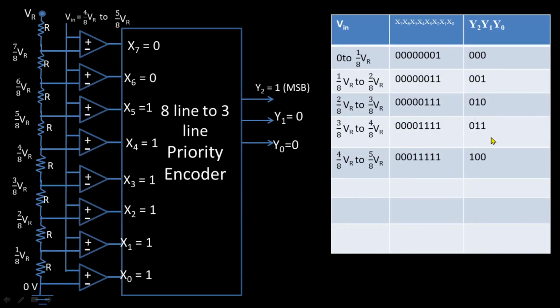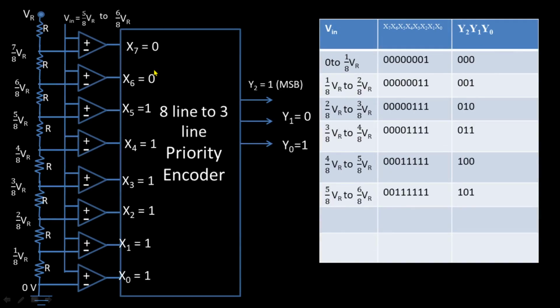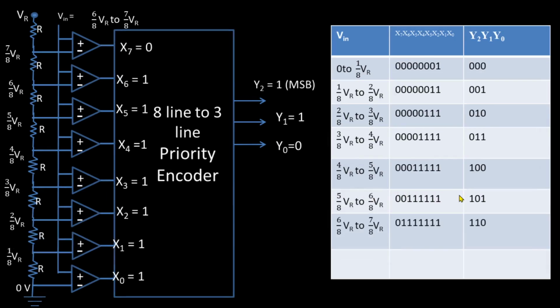Similarly, for the next example, Vn equal to 4/8 Vr to 5/8 Vr, we get up to this op amp outputs as logic 1 and the remaining are zeros. So we get 1 0 1. For the next example, 6/8 Vr to 7/8 Vr, we get the output 1 1 0 at the priority encoder.